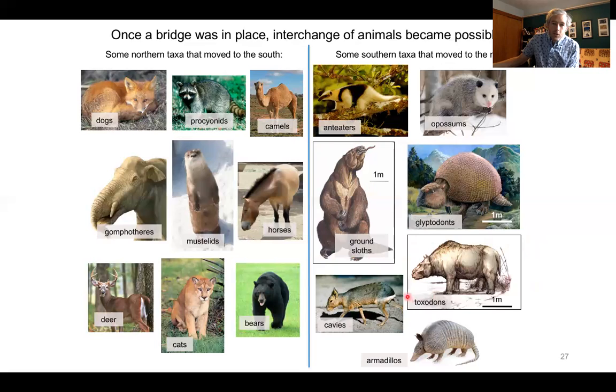You might notice these are all large mammals. None of these things, unfortunately, survived the arrival of humans. We can talk about that a bit later. Also things like caviids, some of the large marsupials, and armadillos. So when these two large plates moved together, we had northern taxa that moved south and southern taxa that moved north.